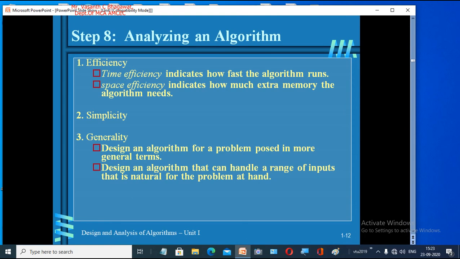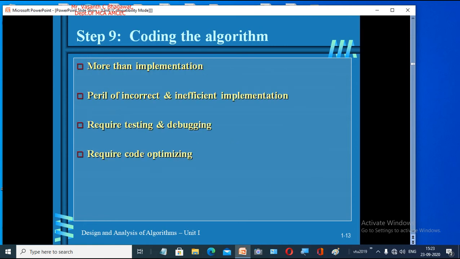No. If you just say that you have written a program for addition of two numbers, that means finish. Whatever may be the two numbers, the program should give you the result. So it should be general. So these are the three important things which you are going to do for analyzing an algorithm.